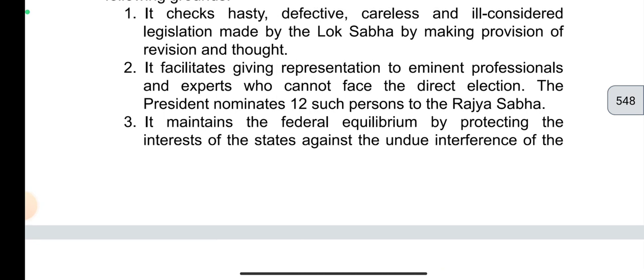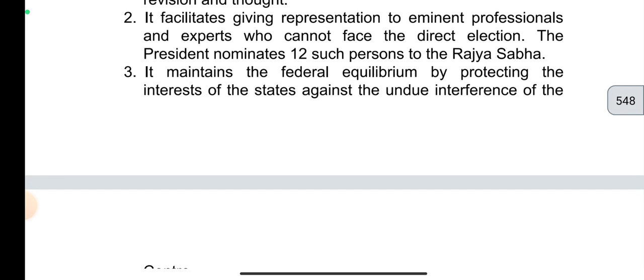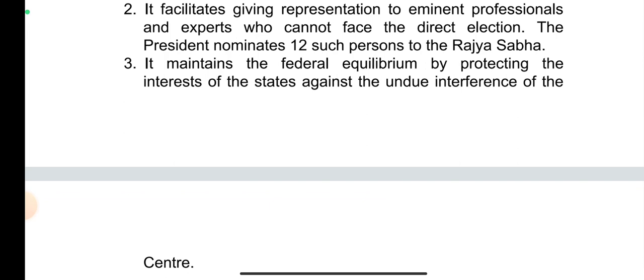It checks hasty, defective, careless and ill-considered legislation made by the Lok Sabha by making provision of revision and thought. It facilitates giving representation to eminent professionals and experts who cannot face the direct election. The President nominates 12 such persons to the Rajya Sabha. It maintains the federal equilibrium by protecting the interest of the states against the undue interference of the center.